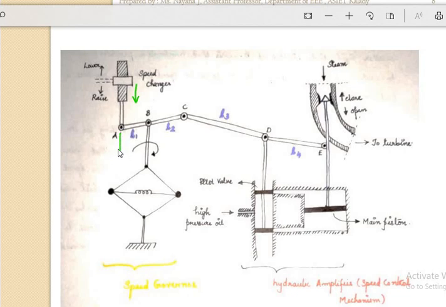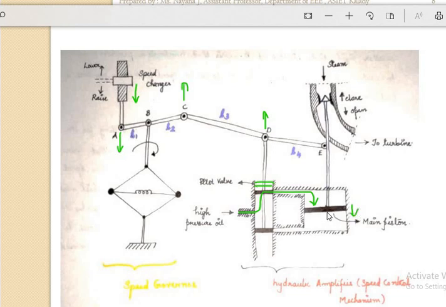The point A will move downwards. When the point A moves downwards, what will happen to point C? The point C will move upwards. When the point C moves upwards, what will happen to D? D is also moving upward. When D is moved upward, this point is now somewhat around here, isn't it? Now this valve is opened, so the high pressure oil will be moving through this valve, and it will be pulling your piston downwards.